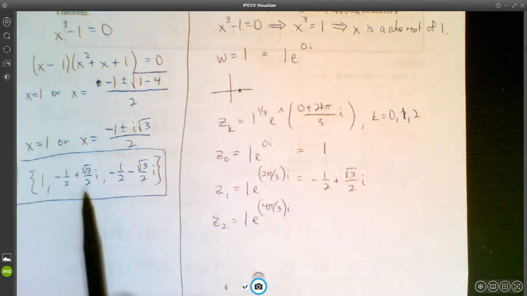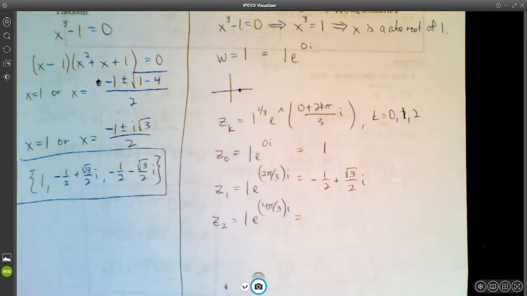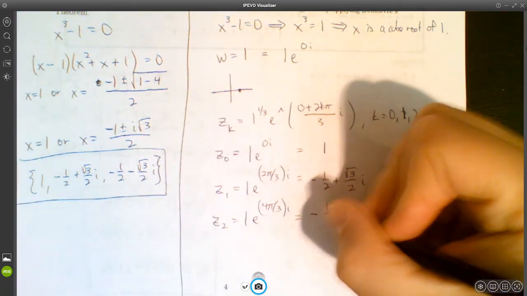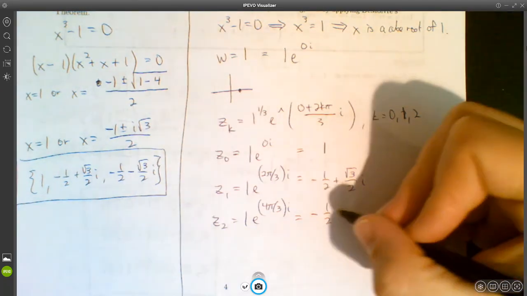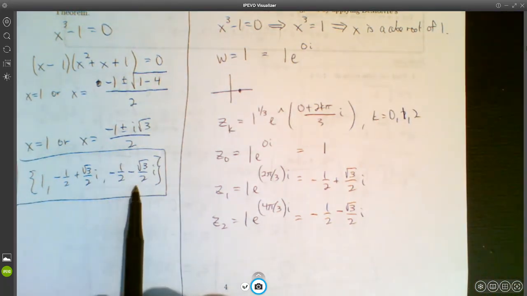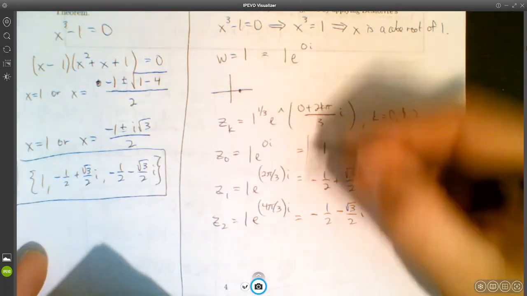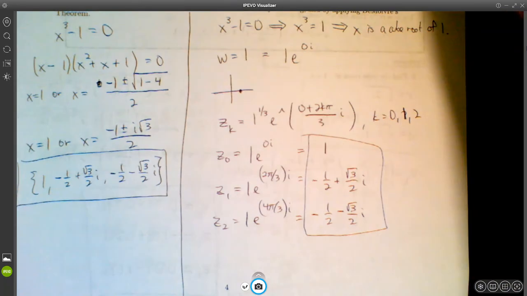Ooh, what do you know, right? What about this one? I would do cosine 4 pi over 3. It's negative 1/2. And then sine of 4 pi over 3 is negative root 3 over 2. What do you know? Okay, so sure enough, I get the same answers when I use de Moivre's theorem as I do when I factor.